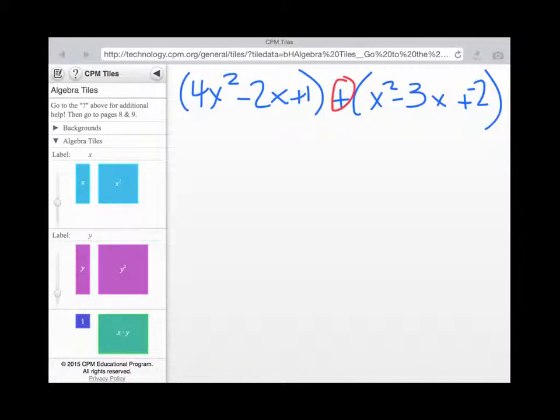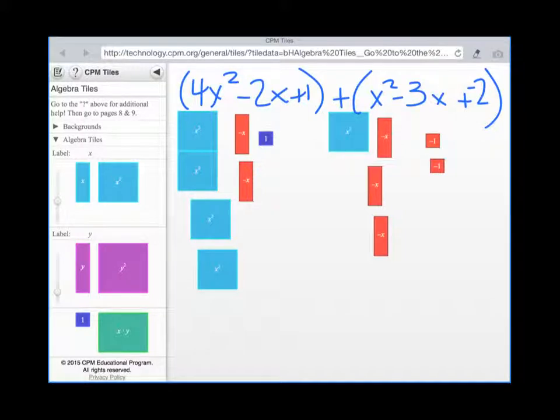All right, this one is a plus in the middle, so we're good. That's what it looks like when my tiles come over. And then I only see one 0 pair. There's a positive 1 and a negative 1, and I'm just going to combine them. So I've got 5x squareds plus, now you know what, I wrote a plus there. Let's say plus negative 5x plus negative 1. That is a perfectly correct answer.